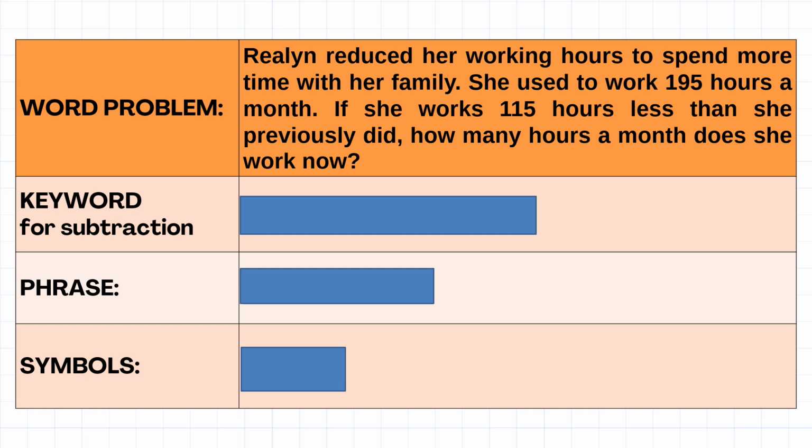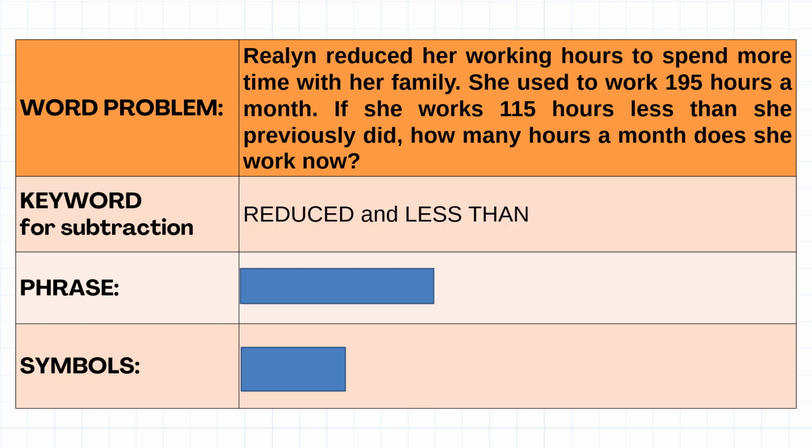To understand the word problem, we first identify the keyword for subtraction. And the keyword is reduced and less than. So this indicates subtraction. Now these keywords can actually be found in the first sentence for reduced and the second sentence for less than.